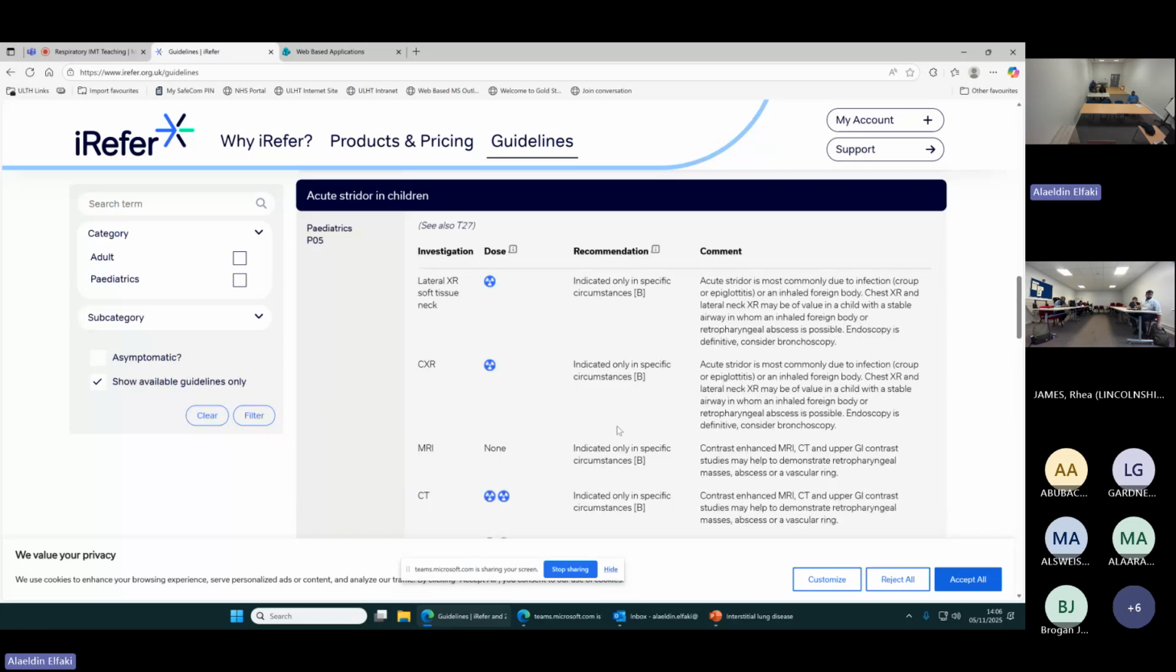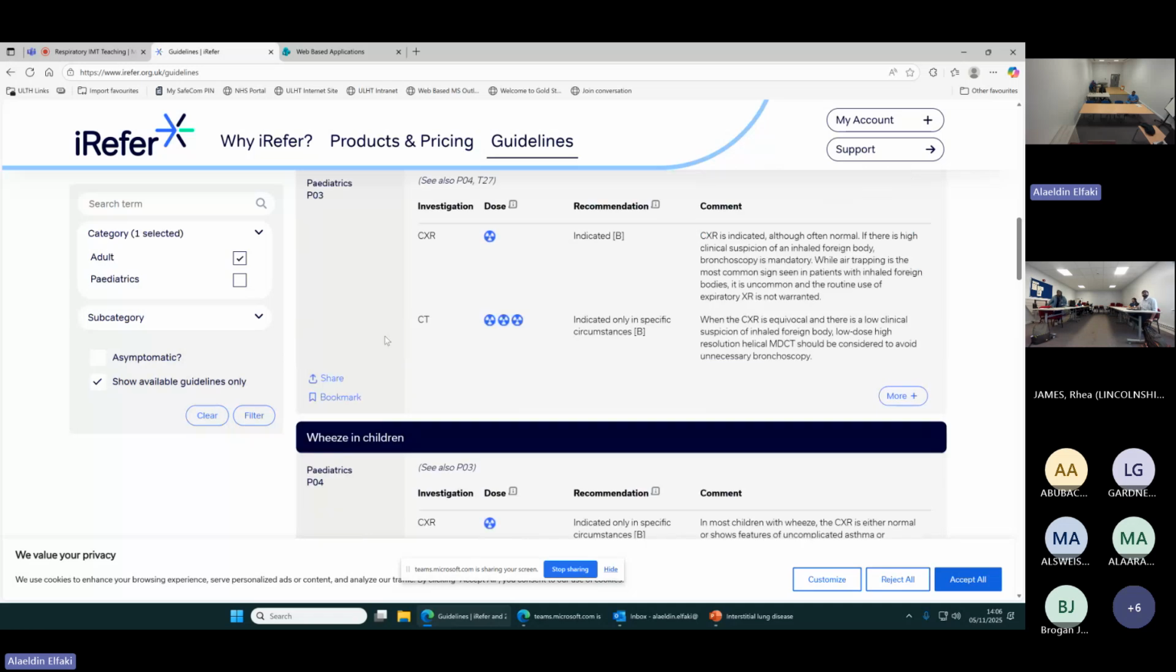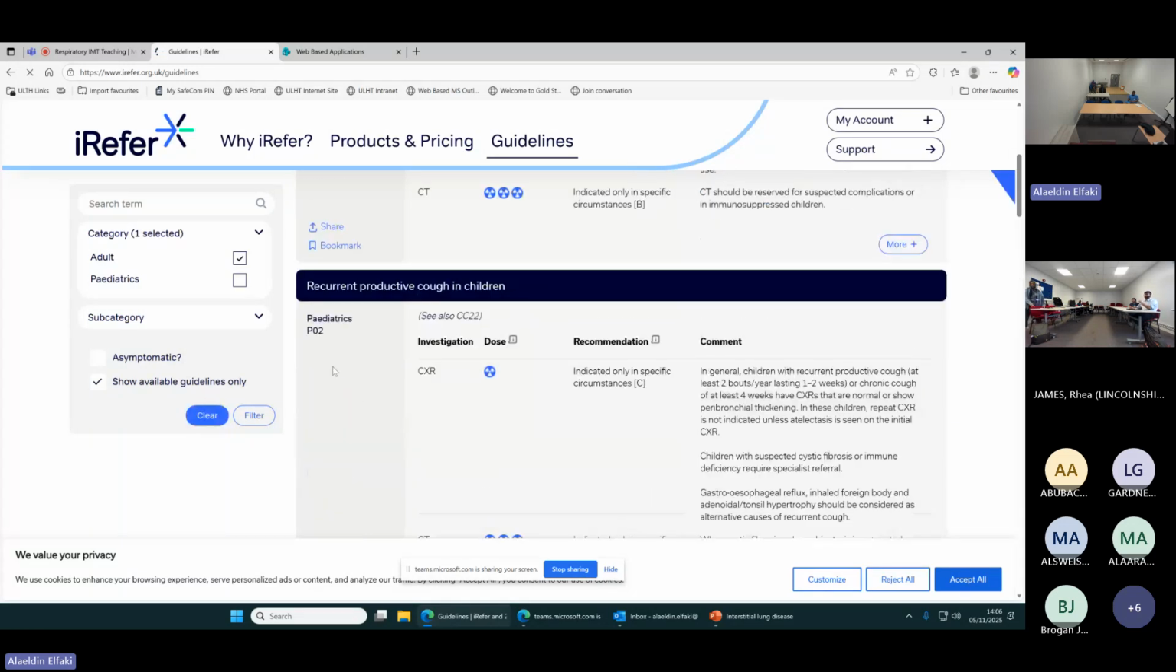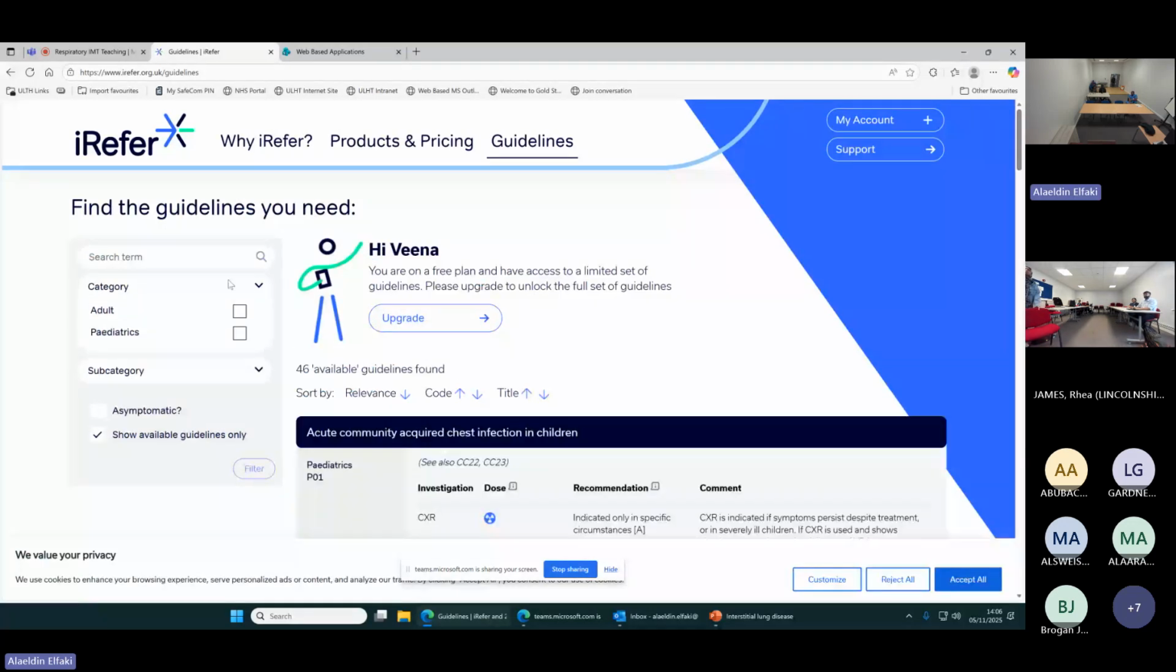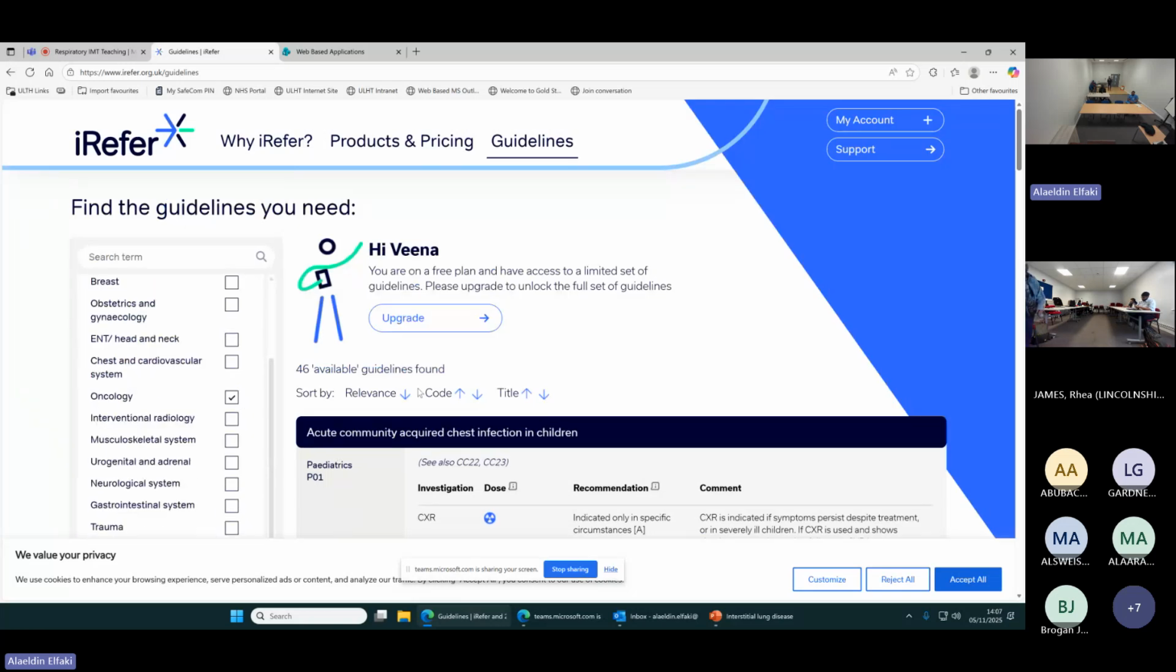This is for children that we're looking at. In here you have pediatrics and adults. If you click on that, it will change. So this right now is pediatrics. You have the children, and then adult, and then you have subcategories here as well, such as oncology, and it will change.